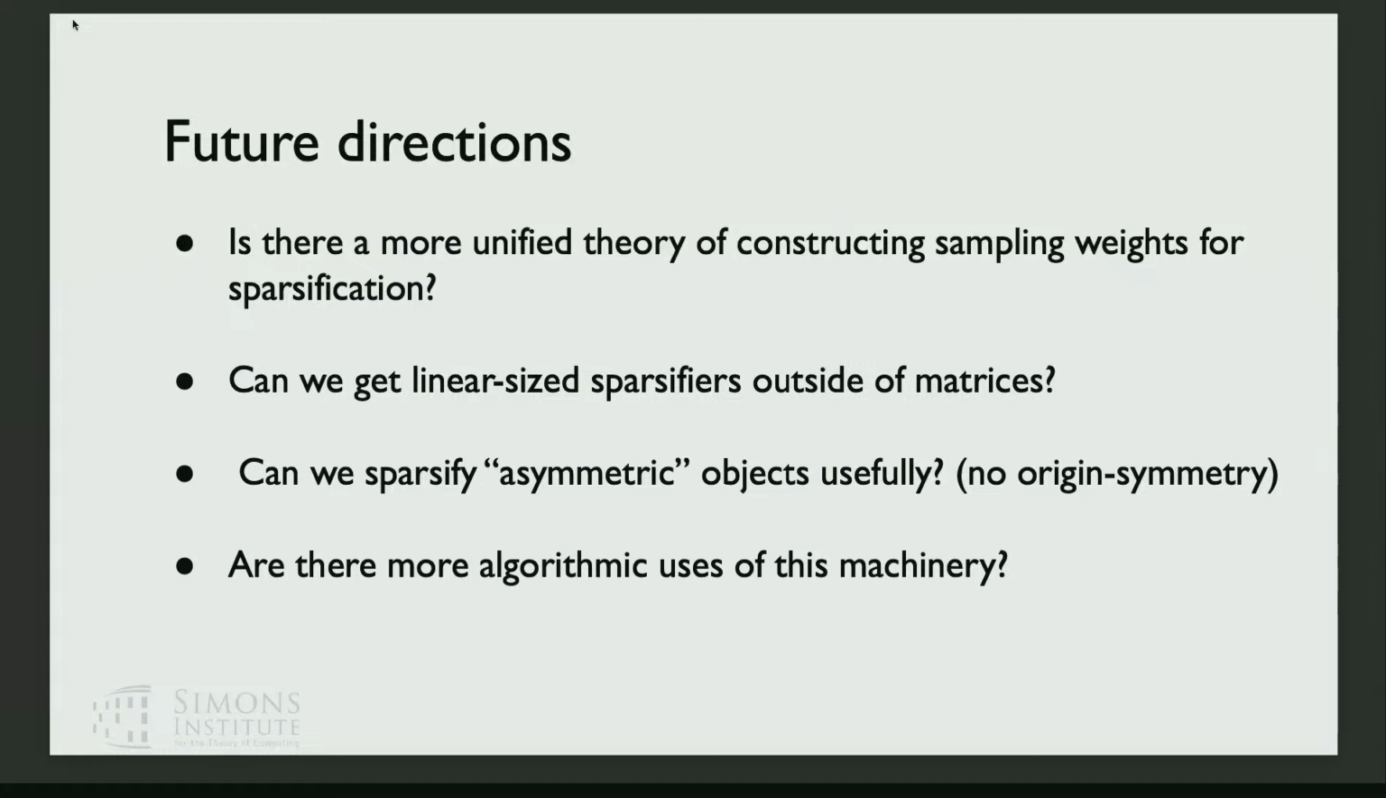Also, can you get linear size sparsification outside of matrices? We have all of these tools which lose log factors. Can you get something beyond that works for things other than graphs or matrices? Finally, can you sparsify asymmetric objects? Everything in this paper, everything in this talk requires origin symmetry. And finally, can you use this for more algorithmic things? Do you really need to have this as just an existential thing? Can you use this as a subroutine in something that's hopefully fast? That's all I have. Thanks.